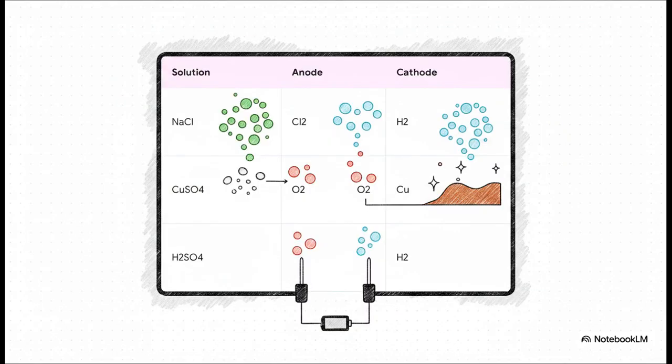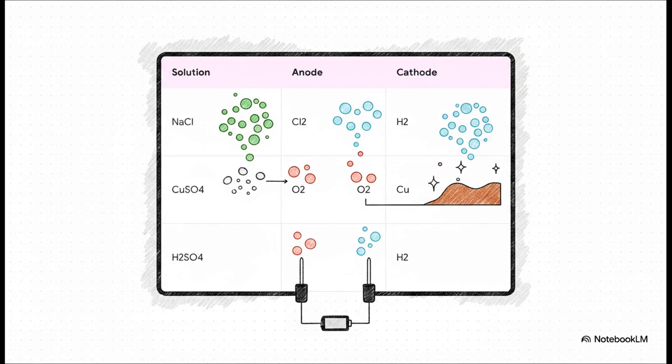Now, what's really interesting here is how clearly this acts as a results board for our chemical battles. Let's trace the logic together. For concentrated sodium chloride, the anode sees a halide, chloride, so it produces chlorine gas. The cathode sees sodium and hydrogen. Well, hydrogen is less reactive, so hydrogen gas is produced.